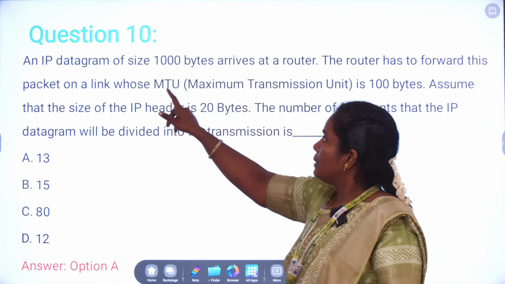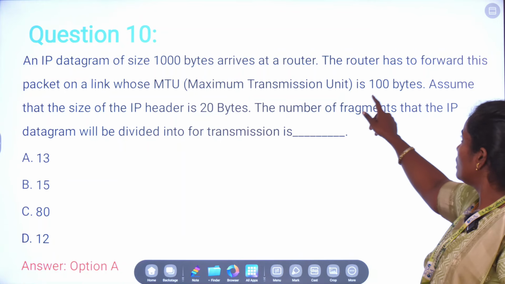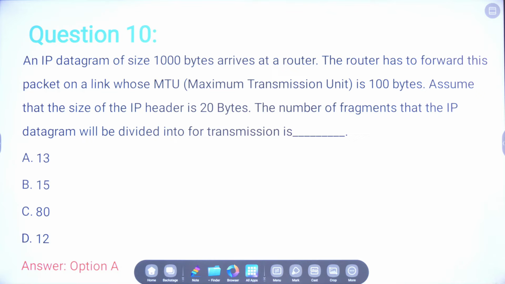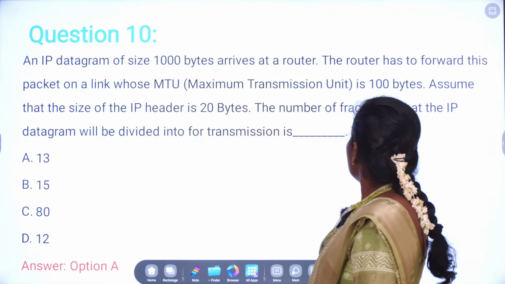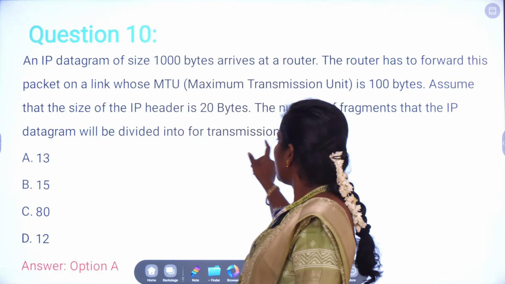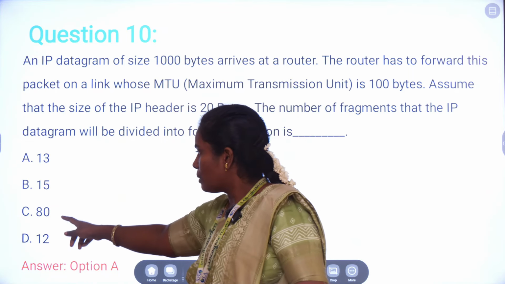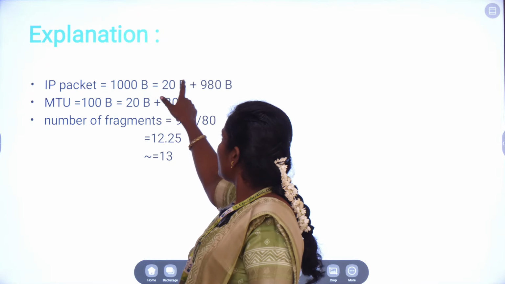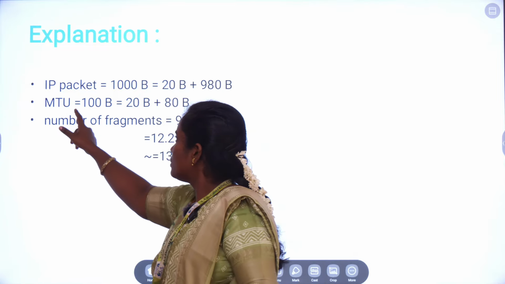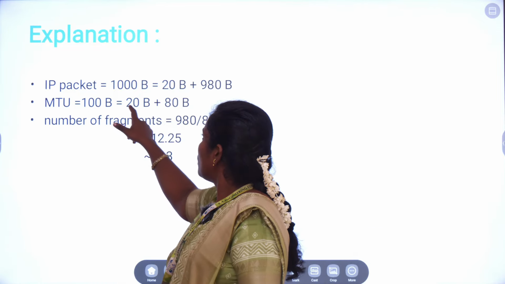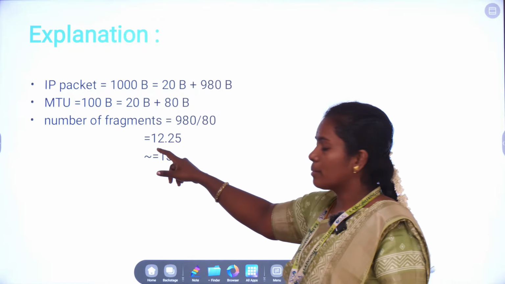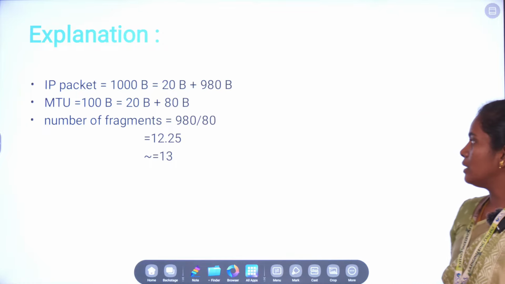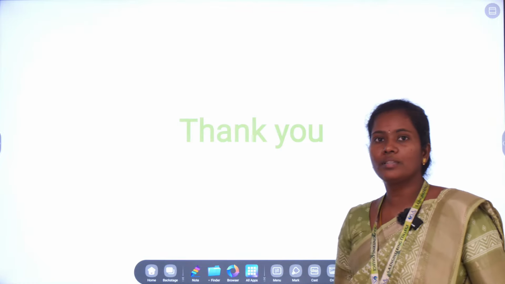Next question. An IP datagram of size 1000 bytes arrives at a router. The router has to forward this packet on a link whose maximum transmission unit is 100 bytes. Assume that the size of the IP header is 20 bytes. The number of fragments that the IP datagram will be divided into for transmission is 13, 15, or 80. If the IP packet is 1000 bytes, 20 bytes are occupied by the header, so the remaining is 980 bytes. For a maximum transmission unit of 100 bytes, 20 bytes are allocated for the header, so the remaining is 80 bytes. The number of fragments is 980 divided by 80, that is 12.25, so approximately 13 fragments are required.